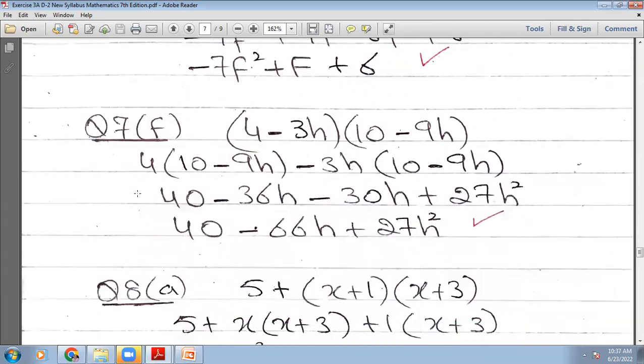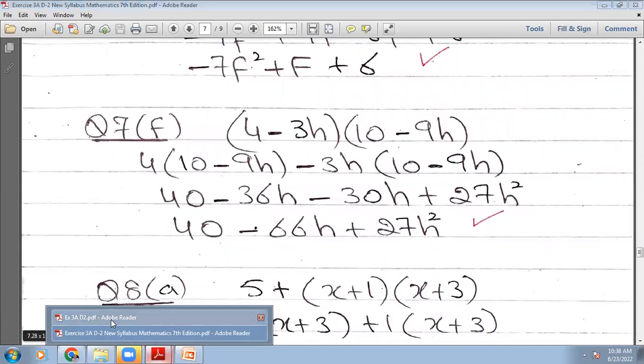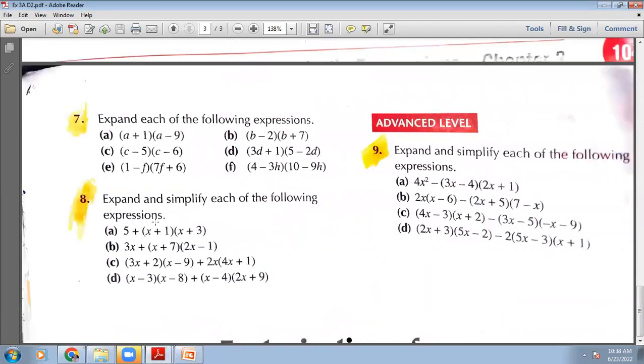Hopefully you understand. Okay, so you will have this (4 − 3h)(10 − 9h). So the 4 will multiply with this bracket, and then 3h will multiply with this bracket. So you will have 40 minus 36h minus 30h plus 27h². So arrange it: 40 minus, they have the same sign, so they will be added. So it will be minus 66h plus 27h². So my dear students, we are done with question number 7.